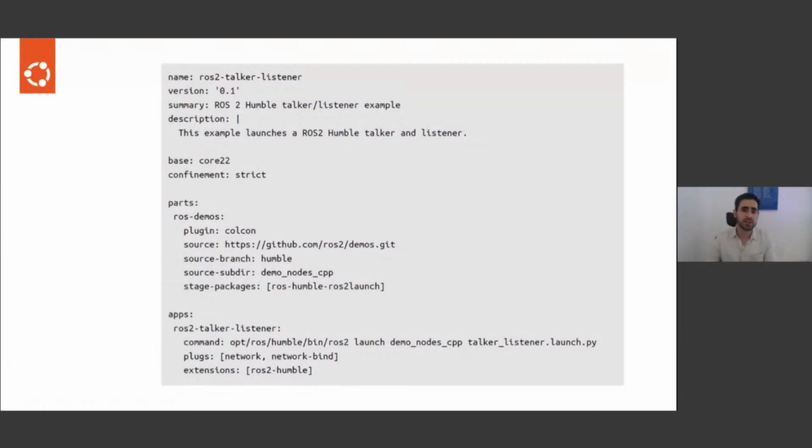This YAML file starts with a small amount of human readable metadata. It is also possible to write a script to calculate the version or to take a tag or commit from a Git repo. So we're talking about the first lines there. The base keyword defines the runtime environment with a minimal set of libraries. You develop using Ubuntu 22.04, get the base core22. This is an example. Different confinement types as well.